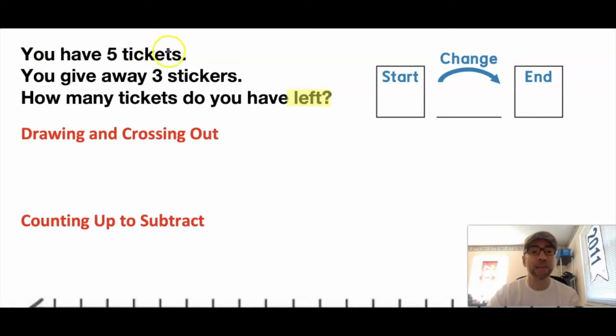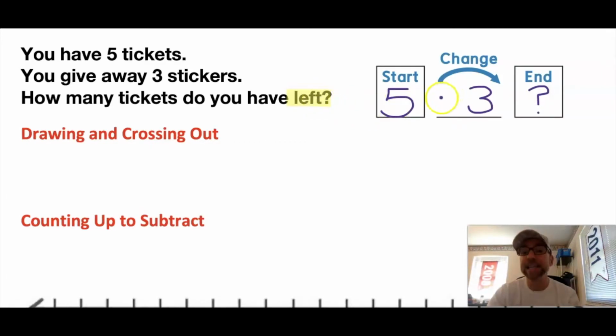You have 5 tickets, and that was our start. You give away 3 tickets, and that's the change. We're giving it away. How many tickets do you have left? We do not know. And because we're looking at how many are left, that is subtraction. So we see that we have a number model: 5 minus 3 equals, and we don't know yet.